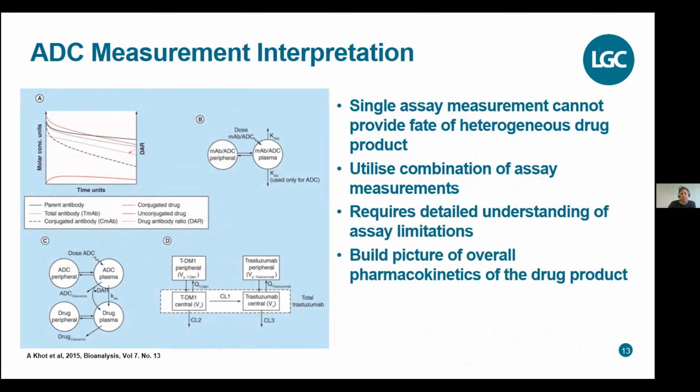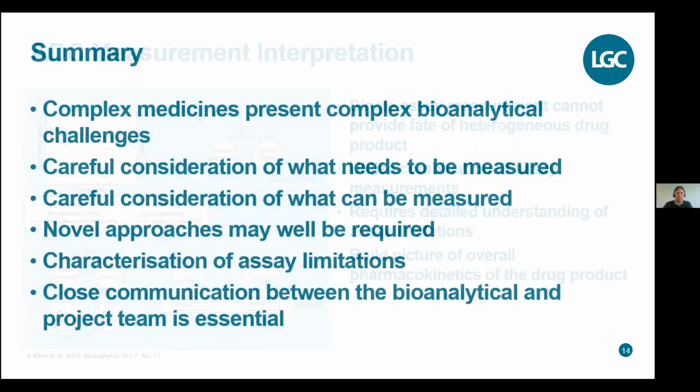So just to bring this all back around, ADC measurement interpretation, I guess just to mirror what the other two speakers have said, a single assay measurement is not going to provide you with the fate of a heterogeneous drug product. So what we're going to have to do is utilize a combination of assay measurements, but also importantly, coupling that with a detailed understanding of those assay limitations to build an overall picture of the pharmacokinetics of the drug product.